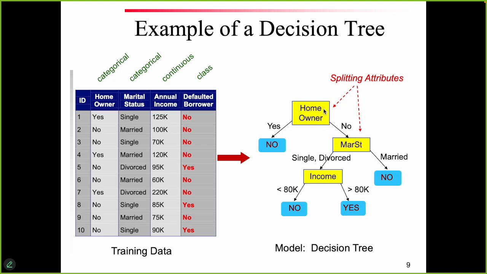For example, when you split based on homeowner, what are the possible outcomes? It could be yes or no. Person is homeowner, yes or no. And for marital status, they could be single, married, and divorced. Because we did a binary split, we have married in one branch and single, divorced in the other branch. And finally with income, we have the same thing. We have a binary split with a threshold value, for example 80K. Income less than 80K goes to this branch, greater than 80K to another branch.